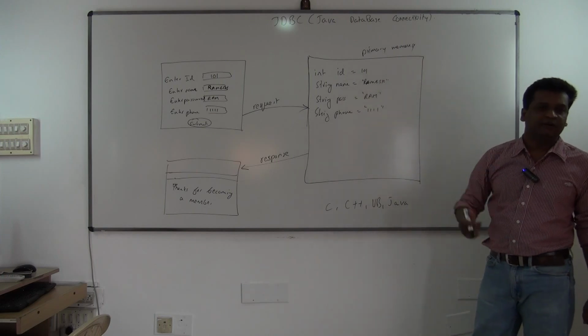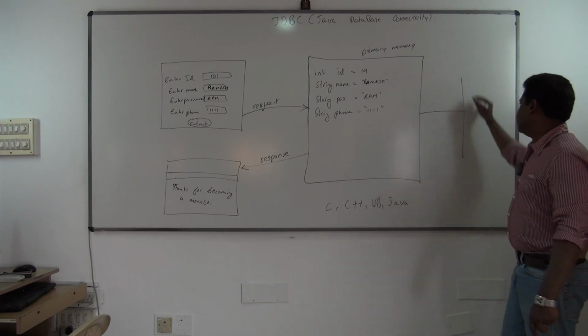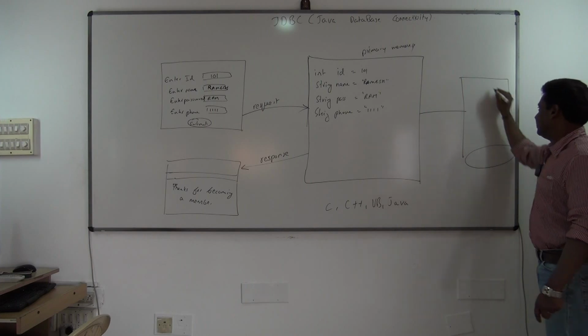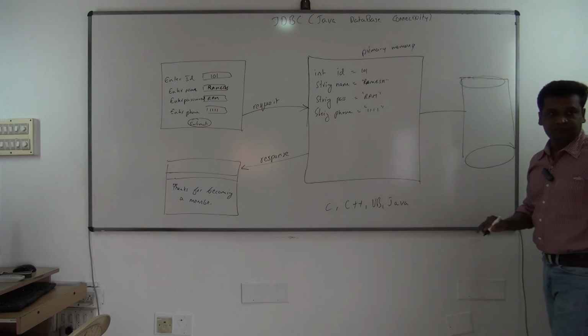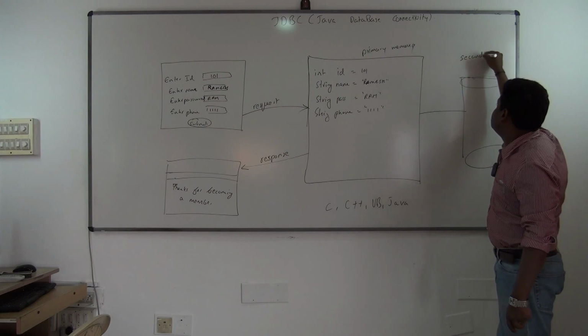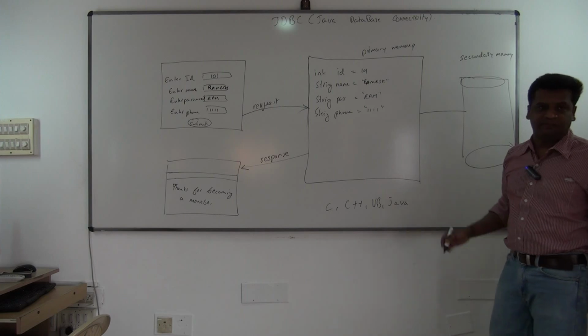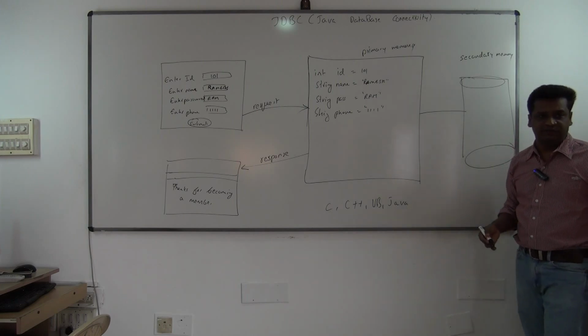The user is not going to give it back to you. So that's why we store these values in something called a database. Understood? So that is primary memory. This is secondary memory. In secondary memory it is permanent storage. Primary memory is temporary storage.